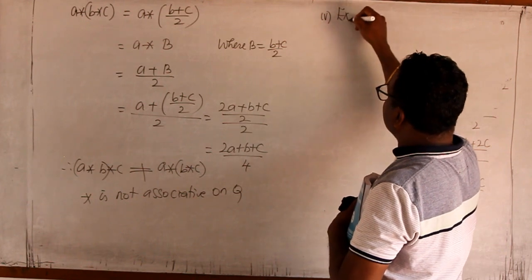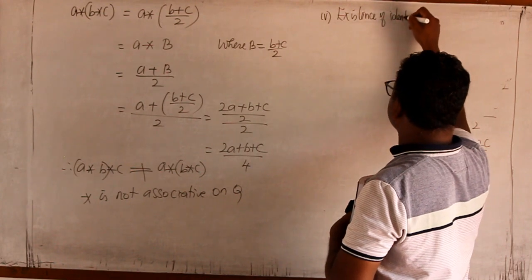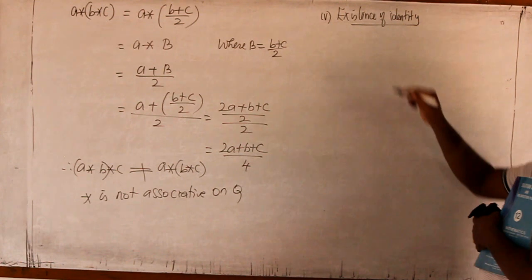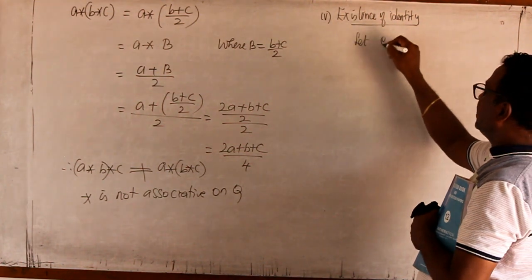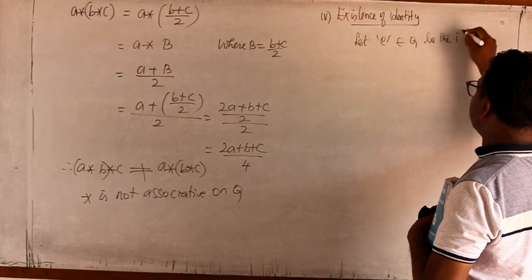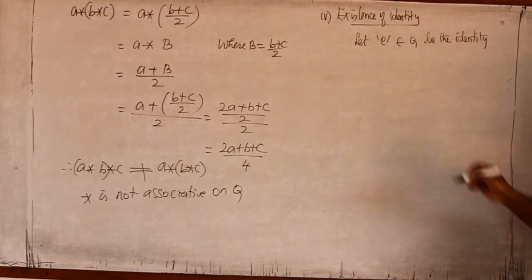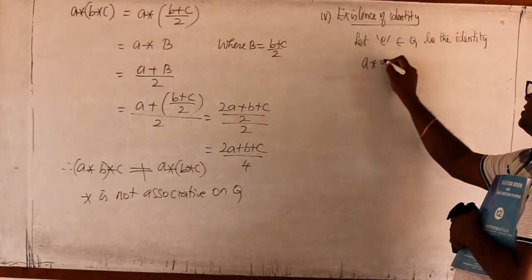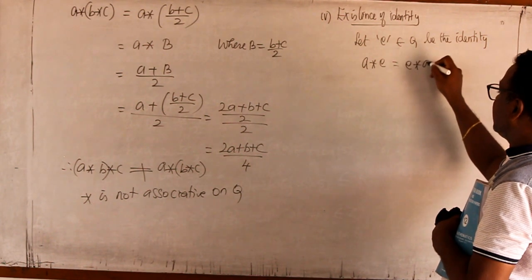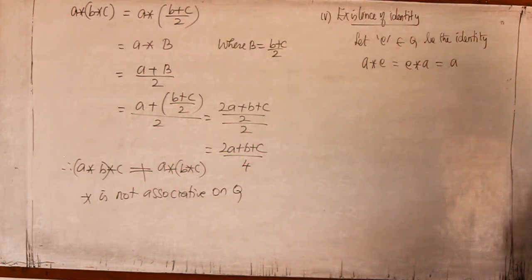The existence of identity. Now, I do not know what the identity is, so let E belong to Q be the identity element. I am taking an element as identity. Now, A star E equals A, or E star A equals A, it must be. This is the definition of identity.